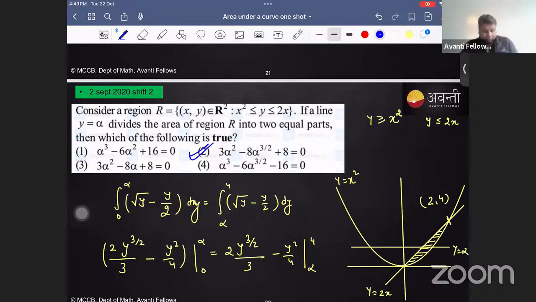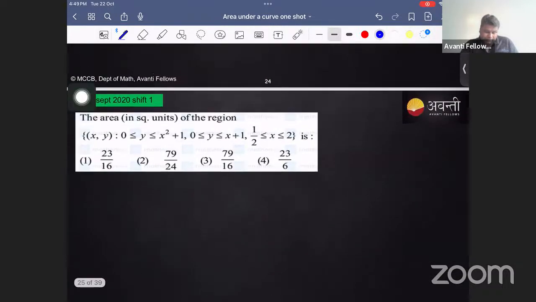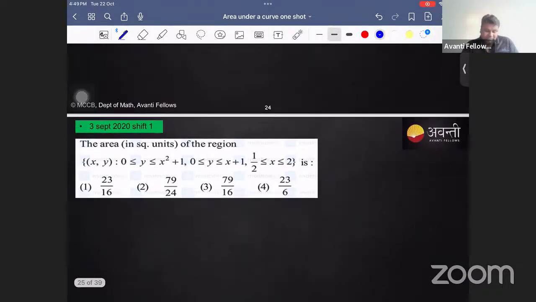Got it? Now, try this one. The area in square units of the region y less than or equal to x square plus 1, y less than or equal to x plus 1, and x lies between 1 by 2 to 2. Yes. Take your time, and mark your correct answer in the poll section.